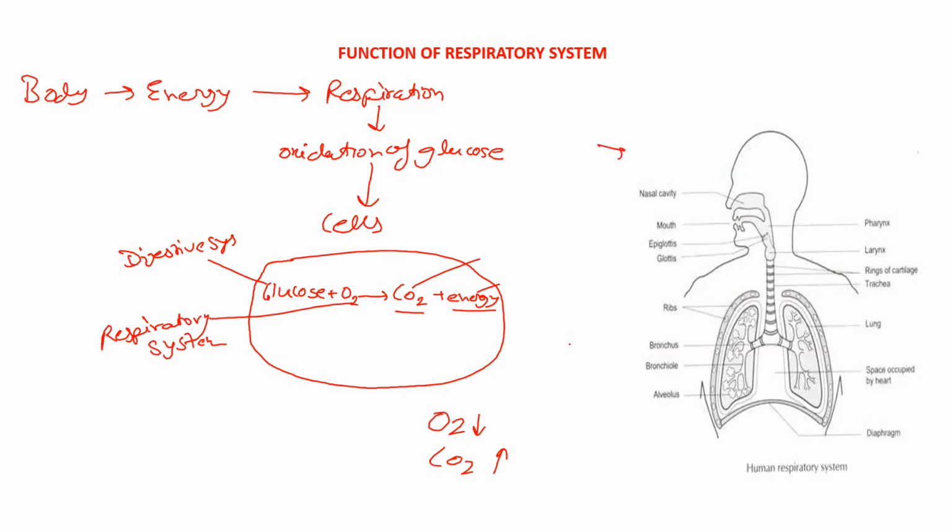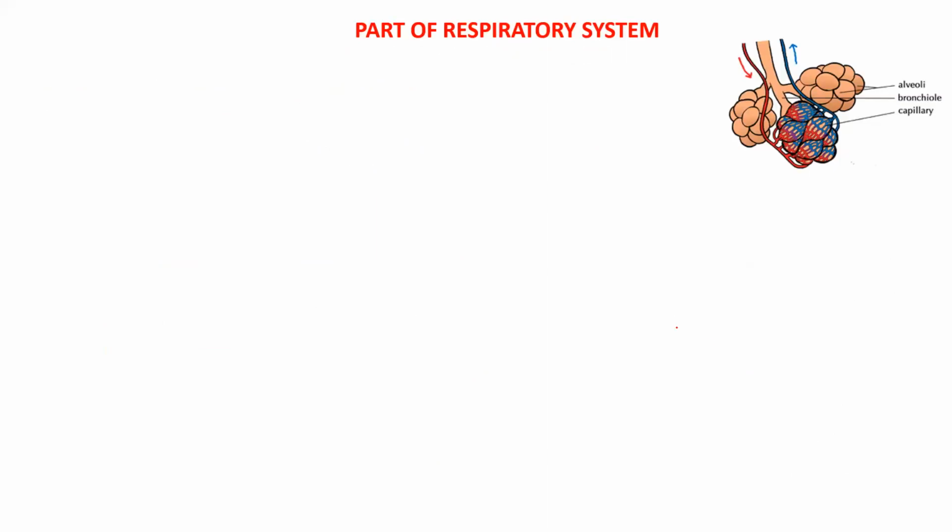Here is the diagram of the human respiratory system. The human respiratory system starts from the nostril or nose. Okay, then it leads to the nasal cavity, pharynx, larynx, trachea, bronchi, bronchioles, alveoli, and one pair of lungs. All these parts together make the human respiratory system. So let's discuss this in detail.